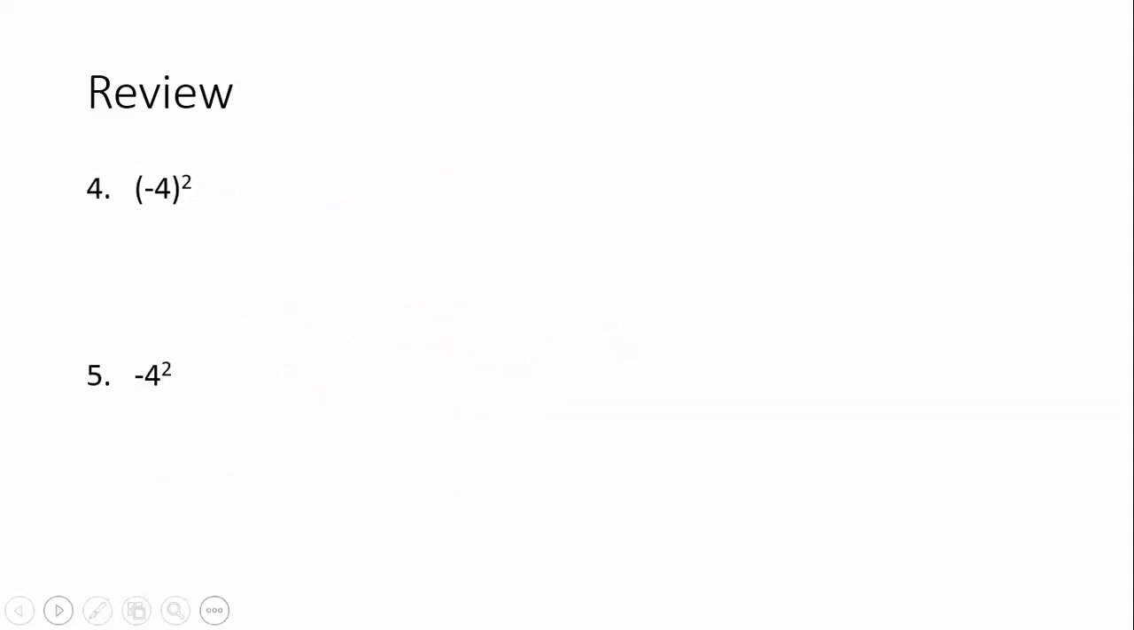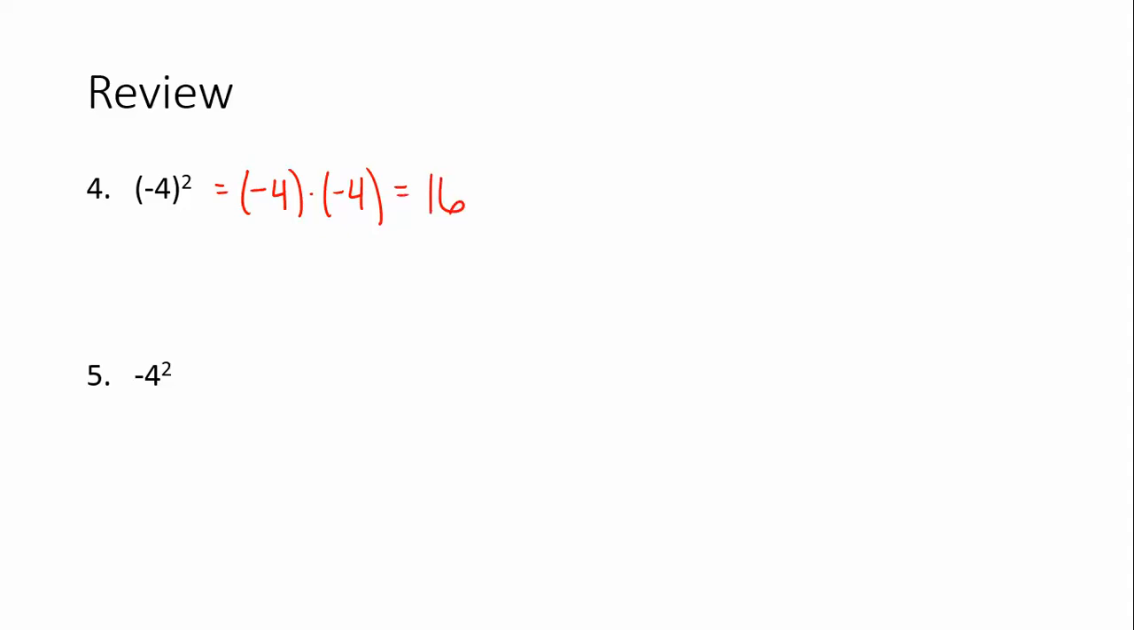Next, I want to discuss the difference of example 4 and example 5. For some of you, it may look like the exact same problem, but in fact they are not, and they do yield two different answers. So for number 4, we have -4, and it's being squared. Our base is -4. That means we have -4 times -4, which is a positive 16.